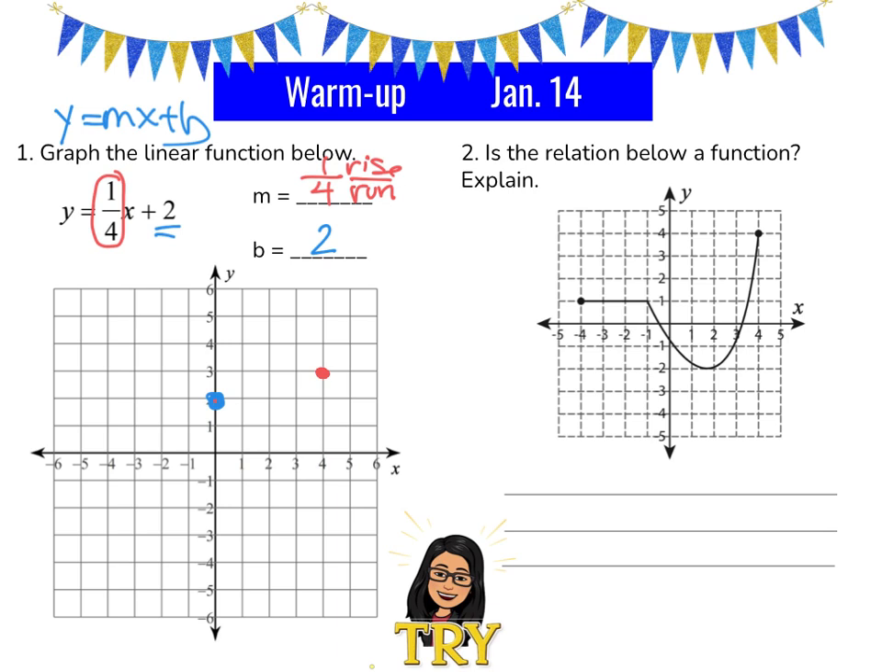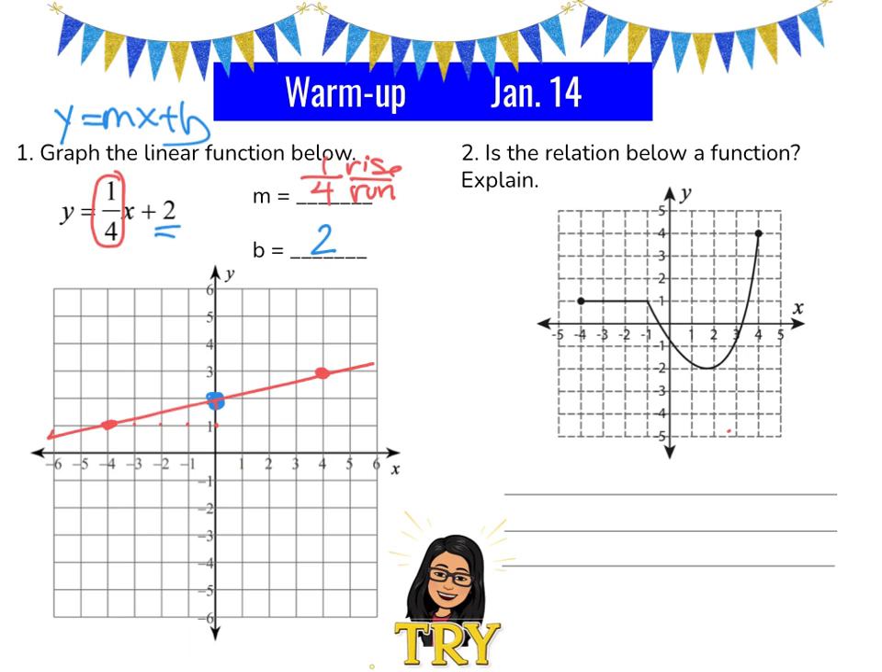Now you want to get another point. You're going to go back to the y-intercept. You go down 1 and over 4 to the left. 1, 2, 3, 4. And then you're going to use a ruler. Okay, so that is done.